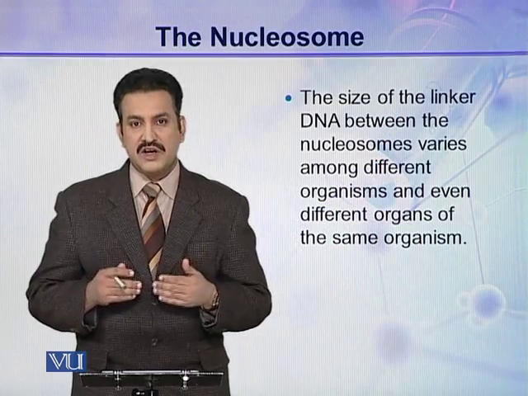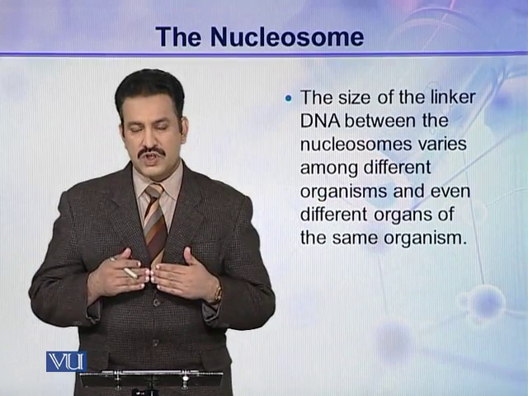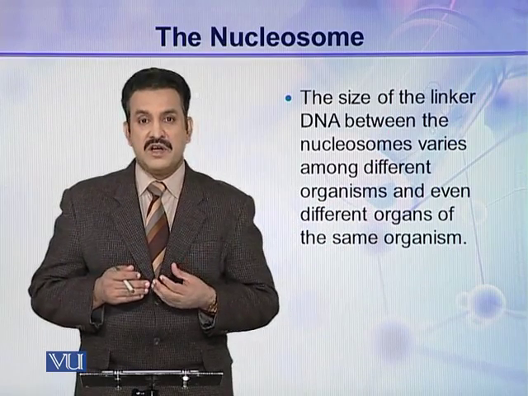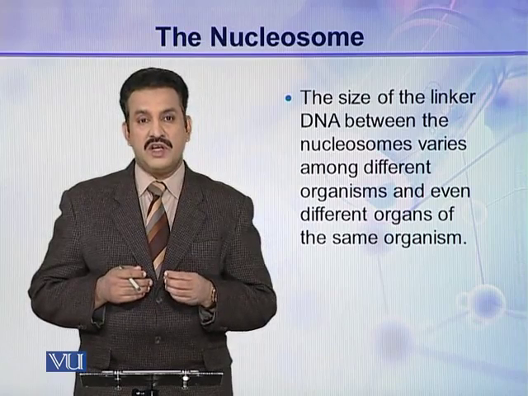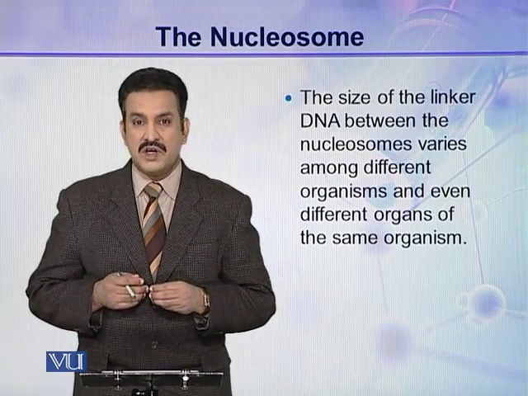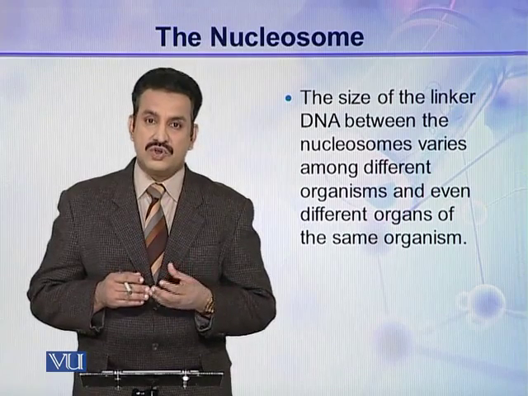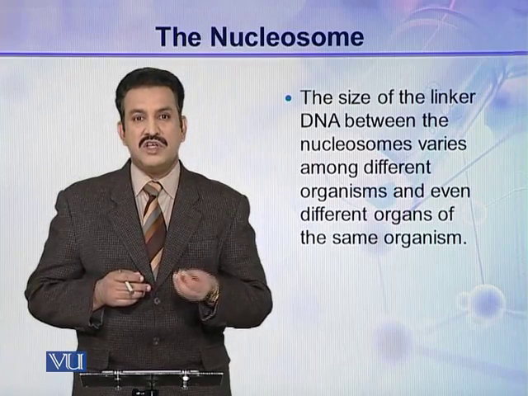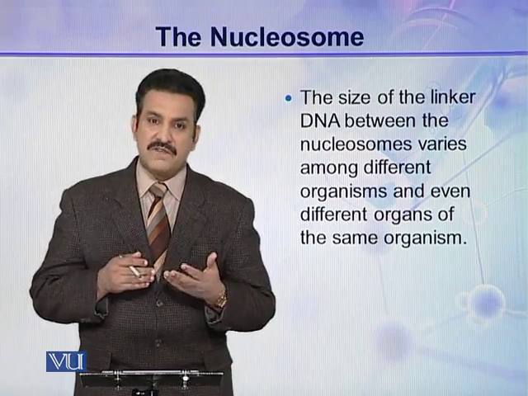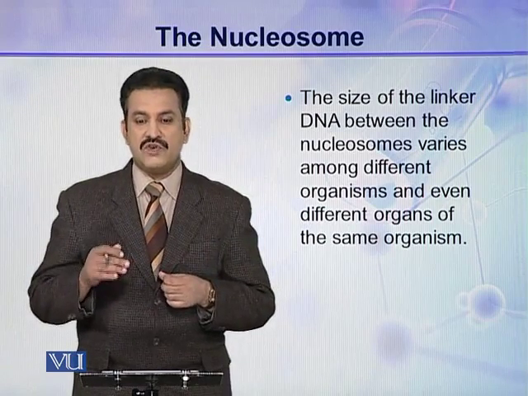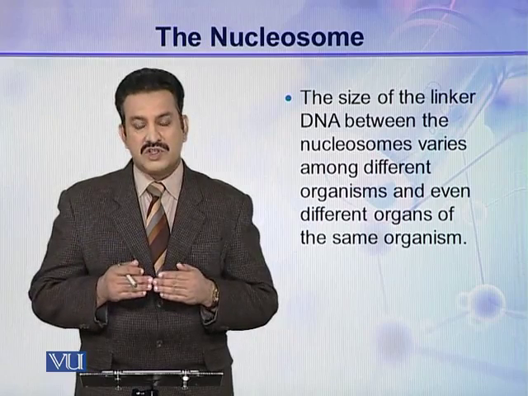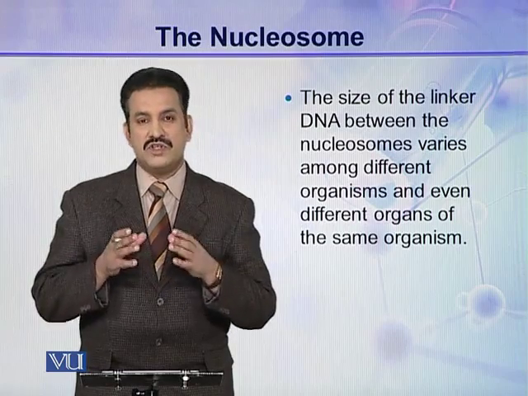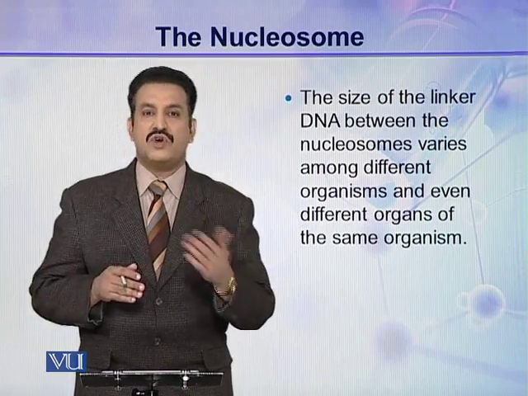The size of the linker DNA between the nucleosomes is variable among different organisms. Even this length is variable in the same organism between different organs or tissues. For example, if the chromatin is isolated from one tissue, the length of this linker is different from the chromatin isolated from some other tissue. So this length is variable between different organs or tissues of the same organism and between different organisms.